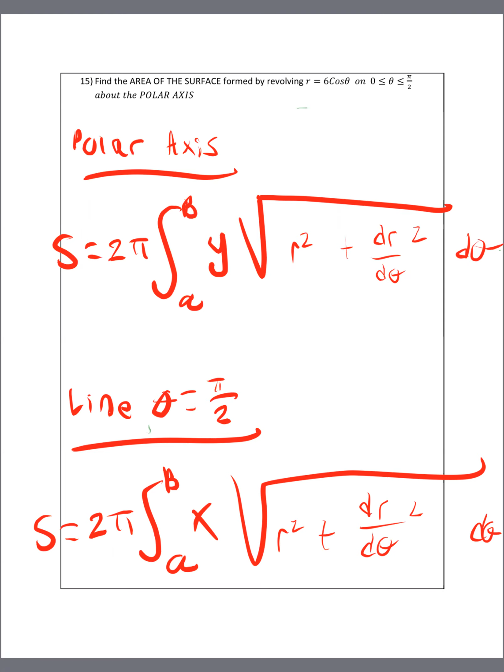Obviously, it's asking for the polar axis one this time, so we're going to be looking at this one over here, and then we're going to integrate. So does it make sense so far?